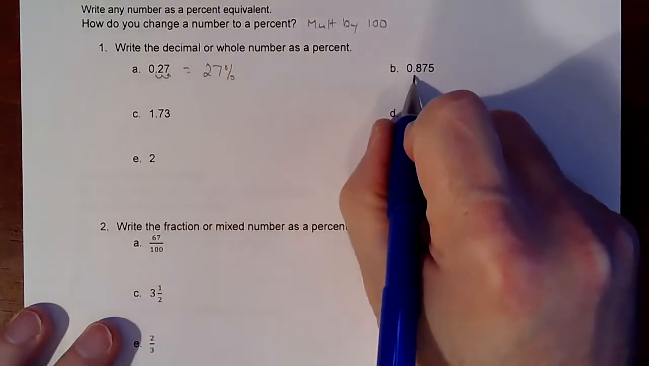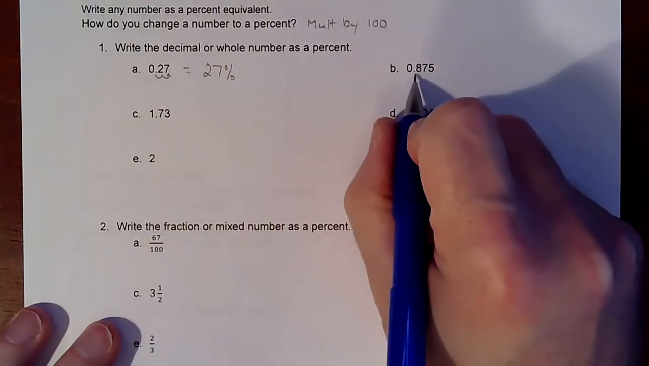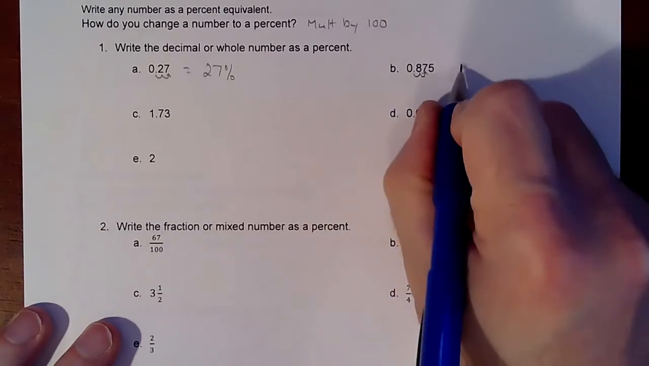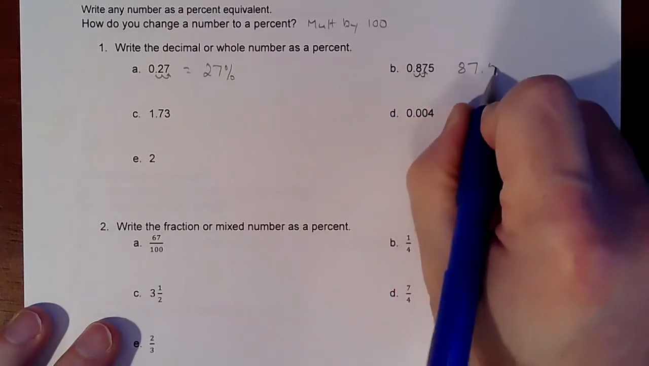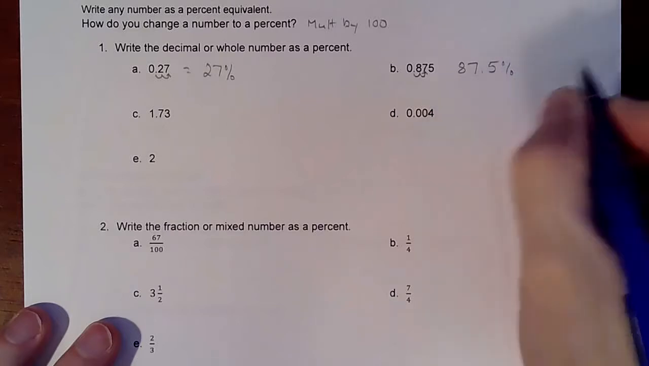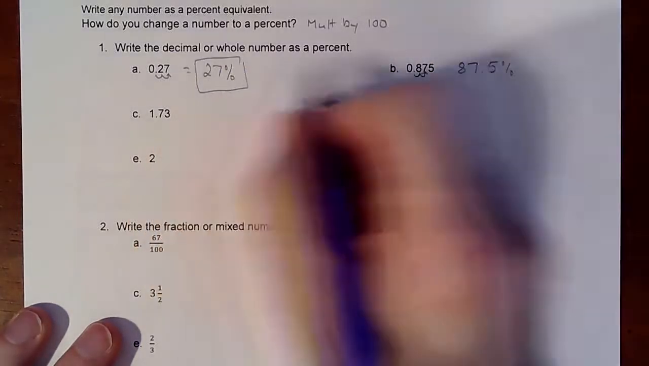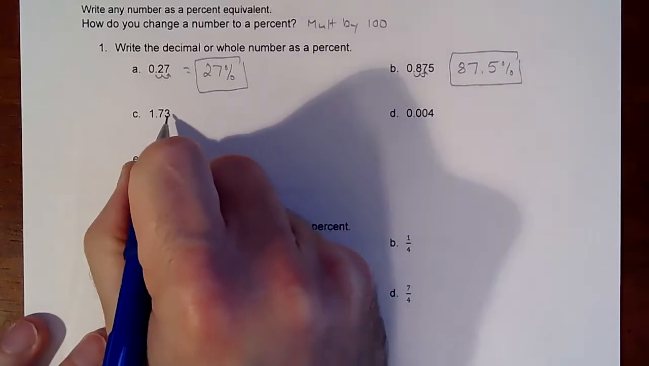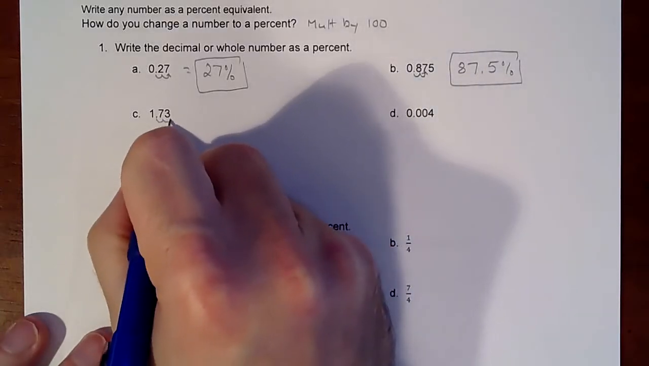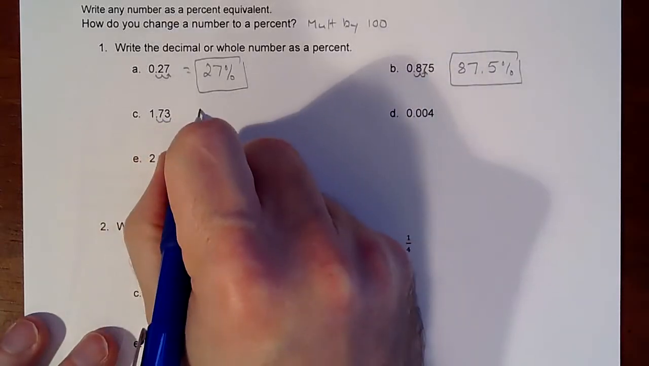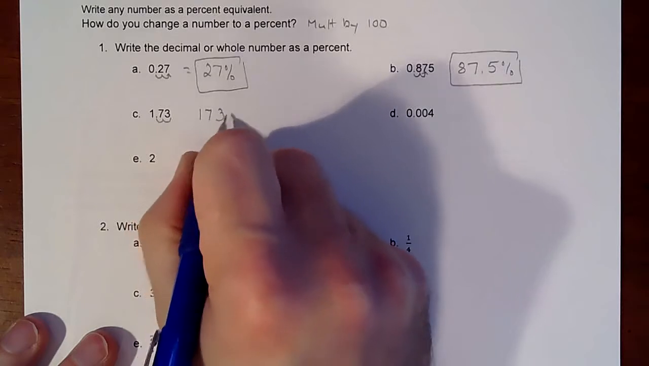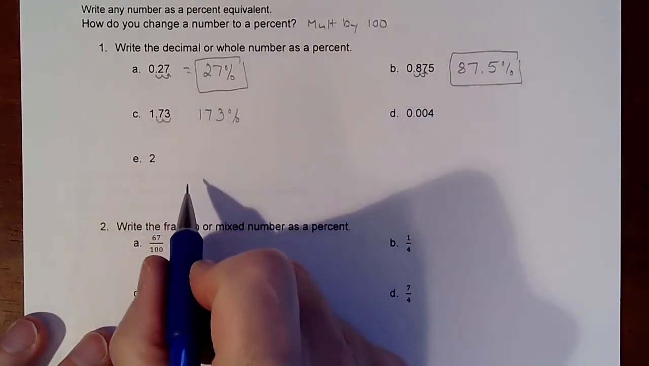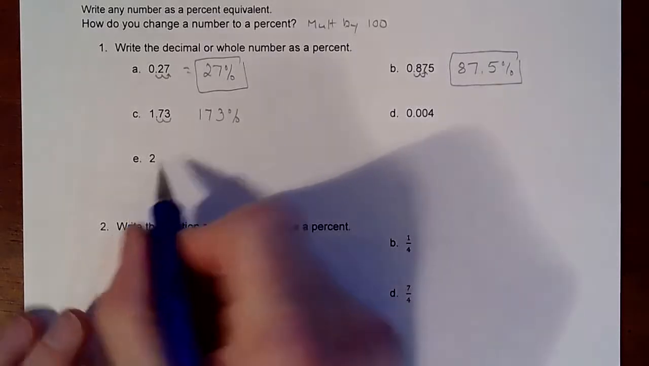Alright, if we move it here, same thing. I don't care that I have 3 decimals. No matter what, you're moving 2 decimal places to the right. So you are at 87.5%. And then if you have 1.73, 2 spots to the right, you're at 173%. So any whole number is going to put you over 100%. Like 2 is going to put you over 100%.